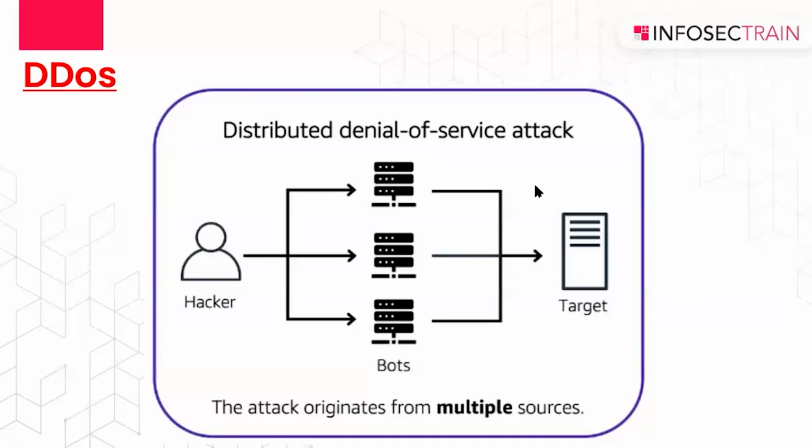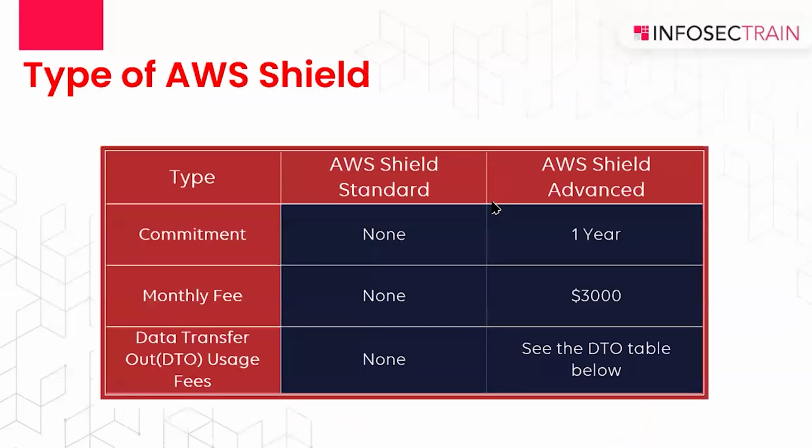There are two different types of AWS Shield we have. One is Standard, another one is Advanced. By default, if you have an AWS account, AWS Shield Standard is activated. It's free of cost. You do not need to pay a single penny for that. But there are certain limitations to it. The level of protection it provides you is not optimal.